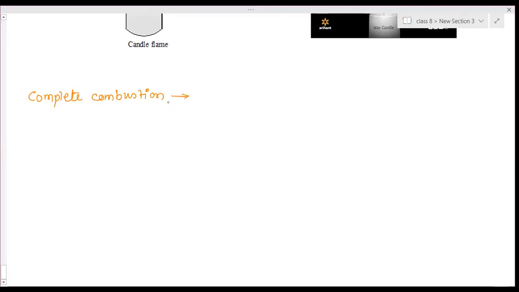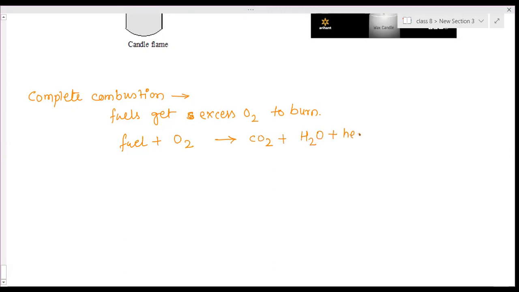Fuels undergo complete combustion when the fuel gets sufficient or excess oxygen to burn. Then complete combustion takes place. That means the full fuel combines with excess oxygen, an extra amount of oxygen, and forms carbon dioxide and water vapors, and a large amount of heat energy is produced. So whenever excess oxygen is available, the fuel will burn completely and produce carbon dioxide, water, and heat energy.